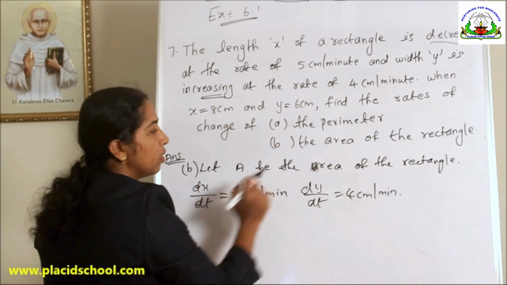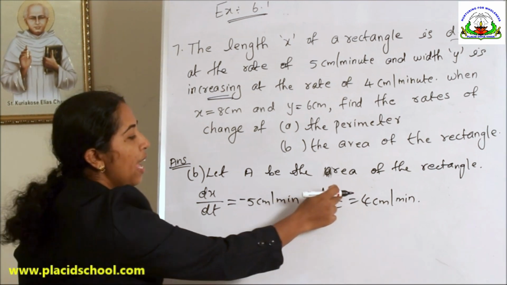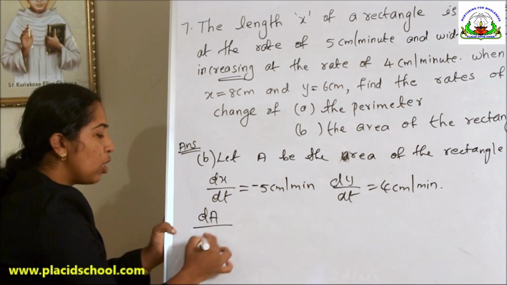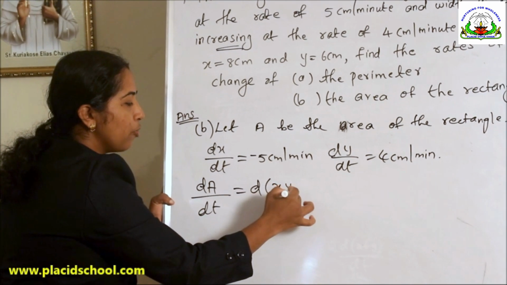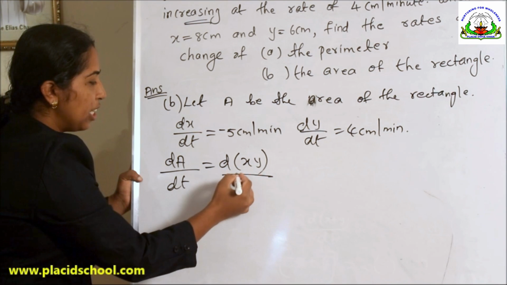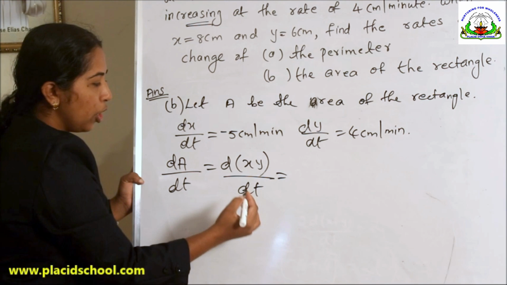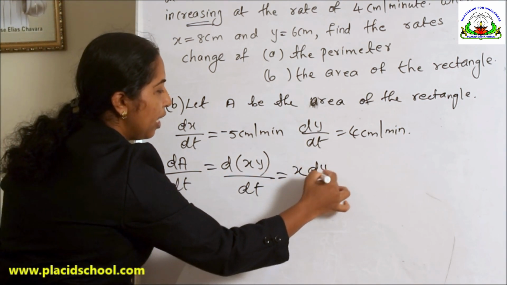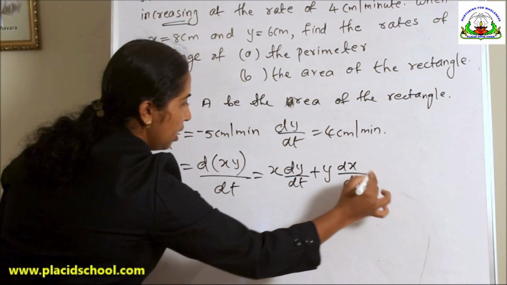Let A be the area of the rectangle. Given dx by dt is minus 5 centimeter per minute and dy by dt is 4 centimeter per minute, we need to find the rate of change of area of the rectangle with respect to time. As you know, the formula to find the area of a rectangle is length and breadth, length x and breadth y. So the derivative of xy with respect to t is computed using the product formula of derivative. So this is x into dy by dt plus y into dx by dt.